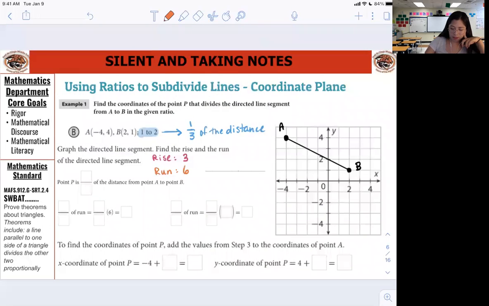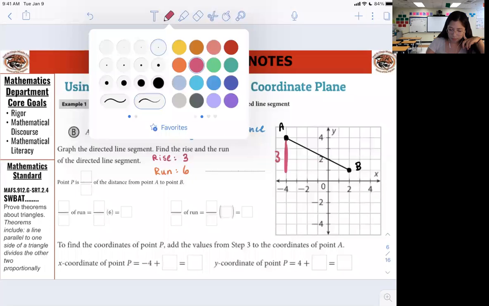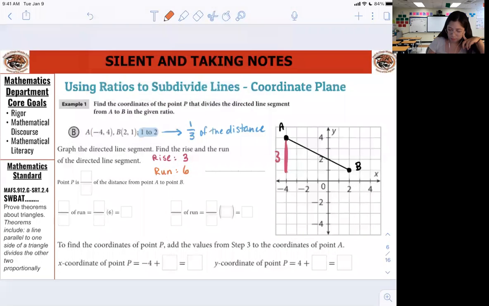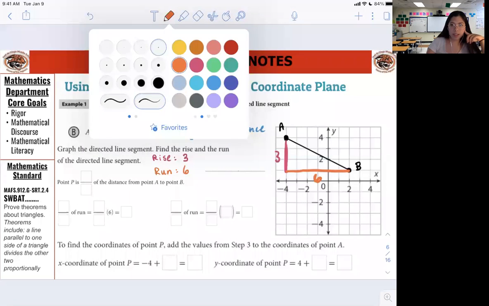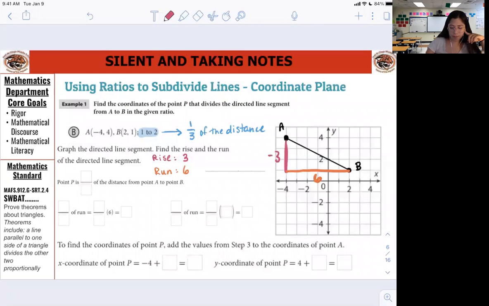Good. So my rise is 3. My run is 6. Technically though, Perla, the rise is -3. So I'm just going to put that in there as well, since it's going down. Okay, so far, nothing too difficult. We know how to do this.